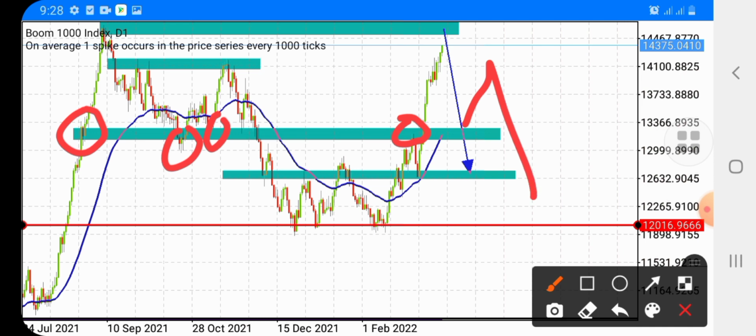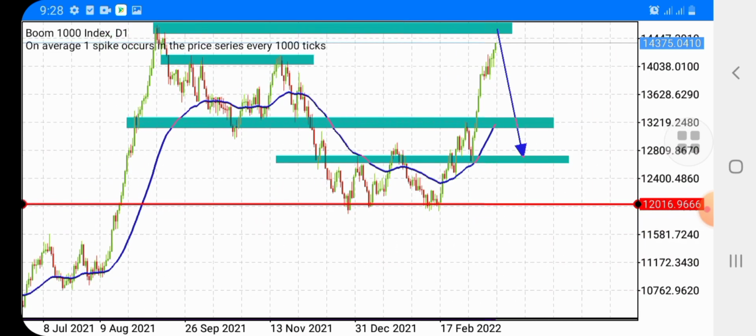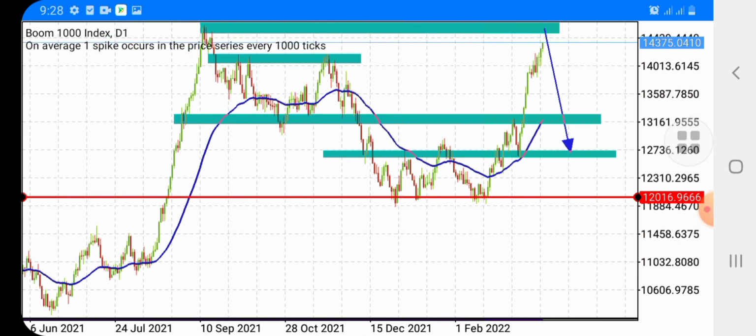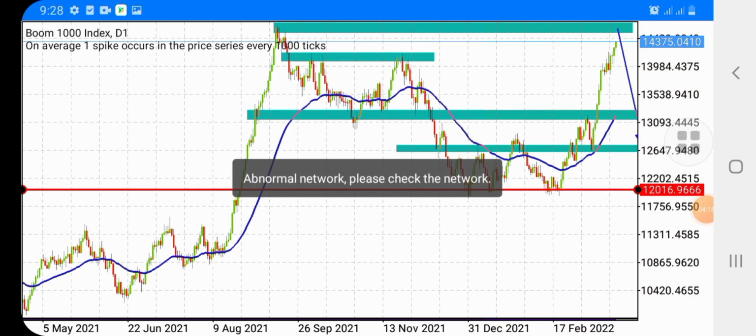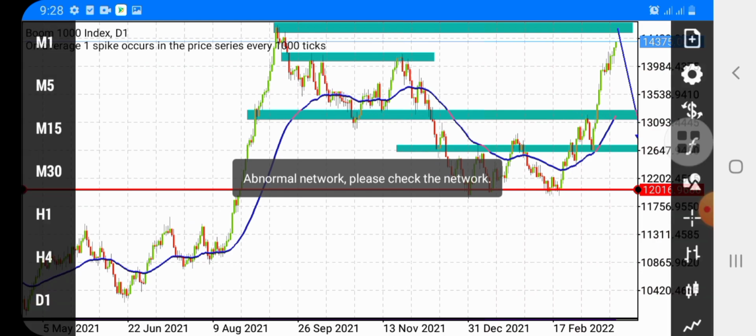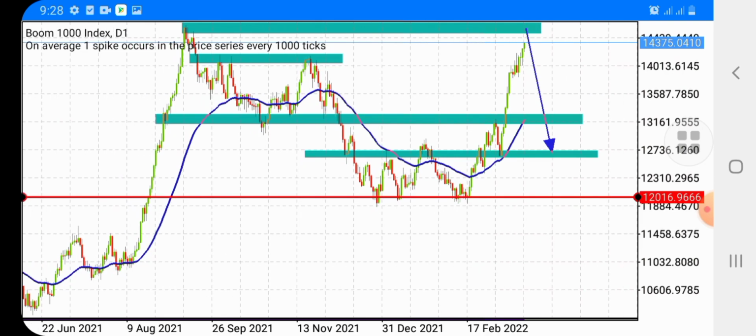This is just a simple setup that one can look at. It is very important. So this is just a simple way to trade the double top pattern. It's nothing too hard. This is Boom 1000, and guess what? It works not only on Boom and Crash, it works on every indices.